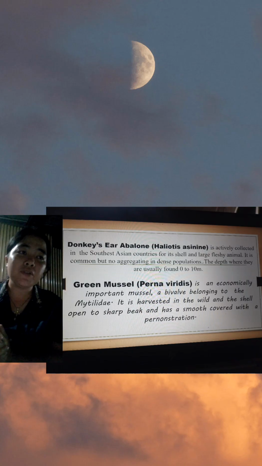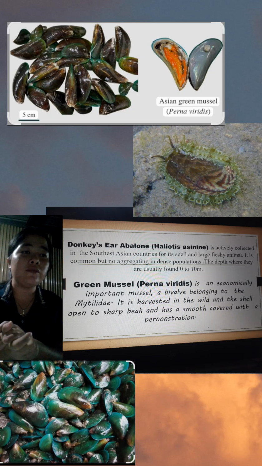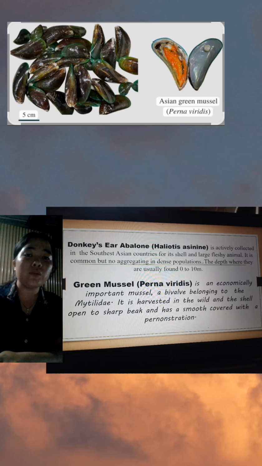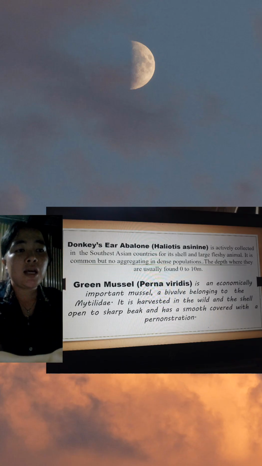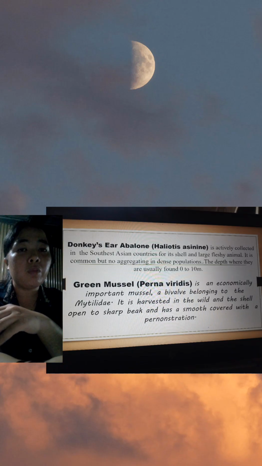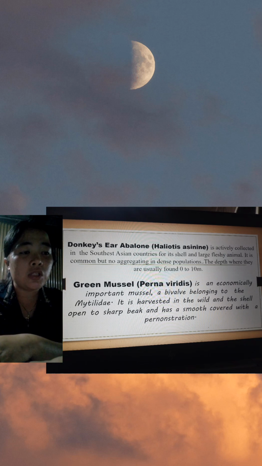Let's move to other valuable shellfish. The first is donkey's ear abalone. It is collected for its shell and meat in Southeast Asia, found at 0 to 10 meter depth. They are common but do not form dense populations. The second one is the green mussel, Perna viridis. It is an economically important bivalve harvested from the wild. Its shell has a sharp beak, smooth surface, and perforations used for attachment. For example, green mussels are grown on ropes suspended in coastal waters. Farmers check for predators and fouling organisms that might damage the mussels.